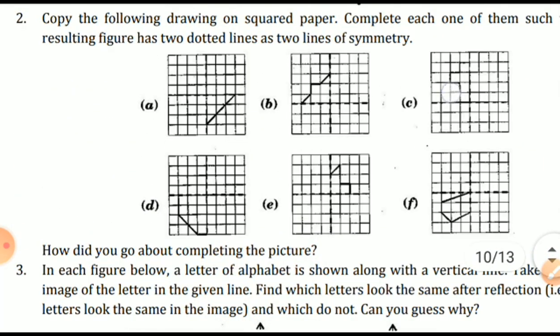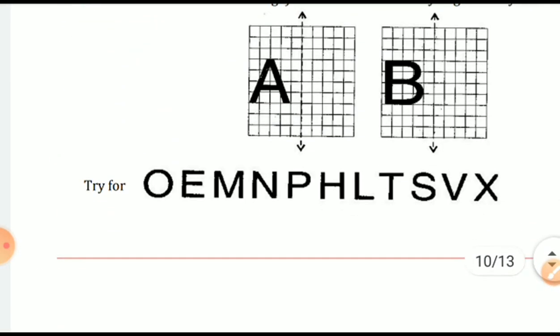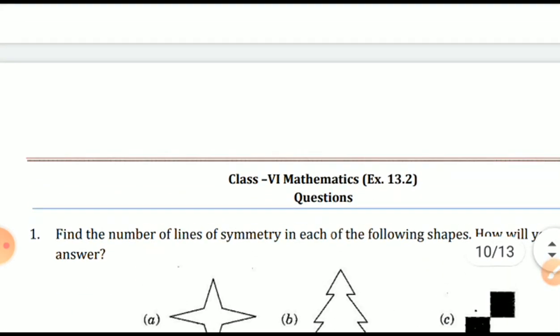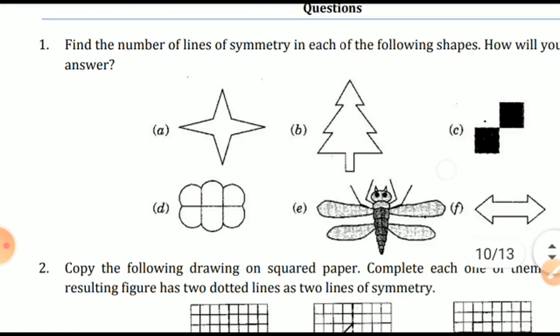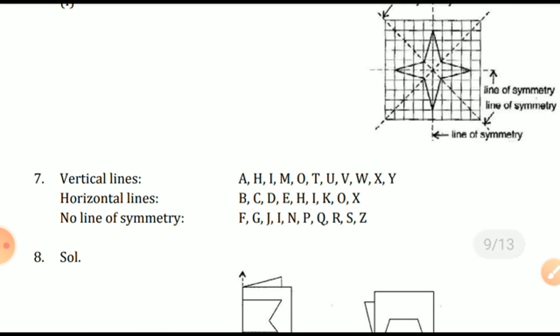We were here continuously for the figures, exercise 13.2. For the vertical lines, the letters are A, H, I, M, O, T, U, V, W, X, Y. Horizontal lines come in B, C, D, E, H, I, K, O, X. Letters with no line of symmetry are F, G, J, L, N, P, Q, R, S and Z.